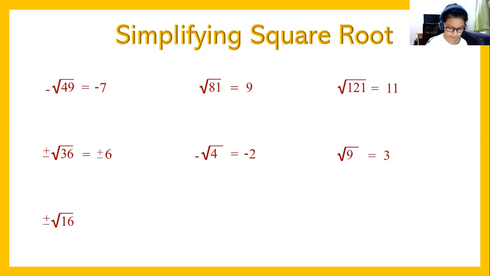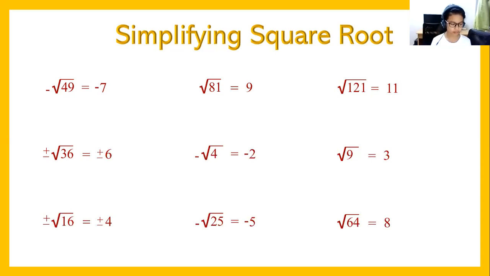Now let's have 16. What is square root of positive and negative 16? 4. Yes, very good. Next, 25. Square root of negative 25. 5. Yes, very good. Negative 5. Don't forget the sign, okay? Now you have 64. What about 64? Square root of 8. Very good. Positive 8.